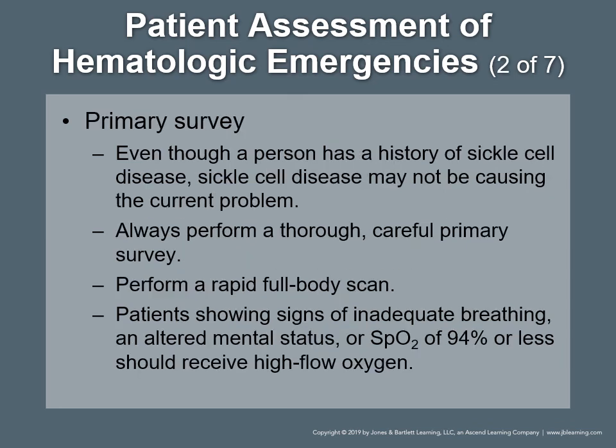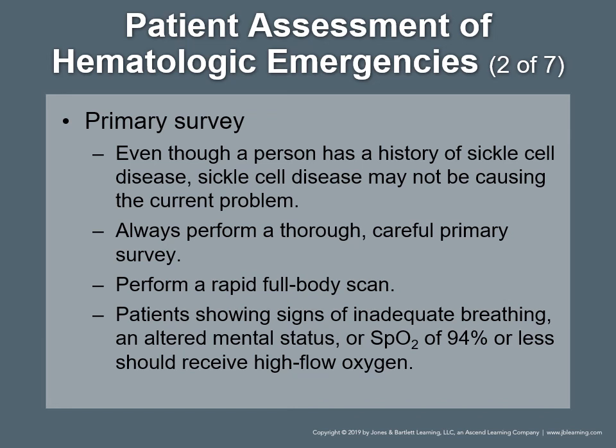Your primary survey: an African American patient or any patient with Mediterranean descent who reports severe pain may have undiagnosed sickle cell disease. Remember that even though a person has a history of sickle cell disease, it may not be causing the current problem. Always perform a thorough, careful primary survey, paying attention to the ABCs and immediately correcting any life-threatening issues. Perform a rapid full body scan of the patient to form an initial general impression of the patient.